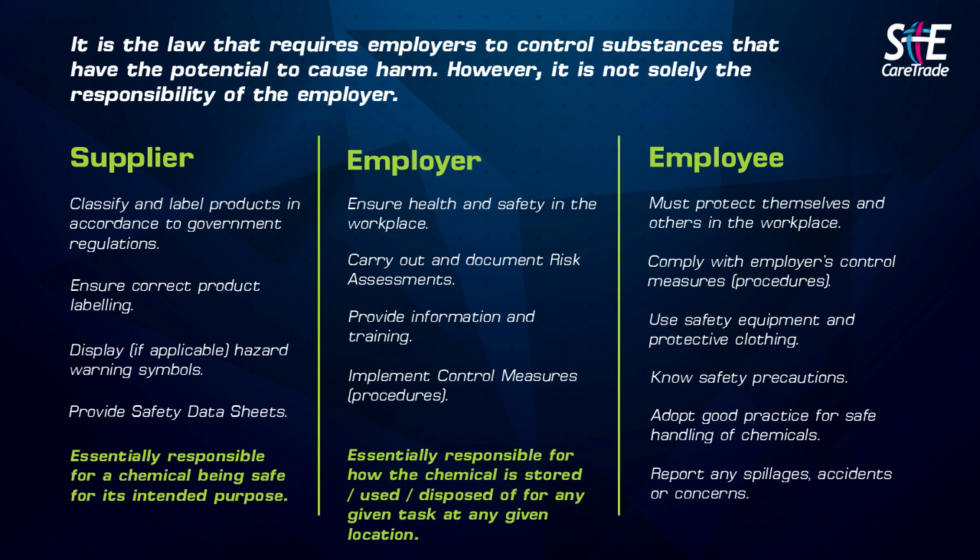The supplier has the responsibility to classify and label products in accordance with government regulations. They must ensure correct product labeling and display the relevant hazard warning symbols where applicable. The supplier is also required to provide safety data sheets for each chemical product. It is therefore the responsibility of the supplier to ensure a chemical is safe for its intended purpose.